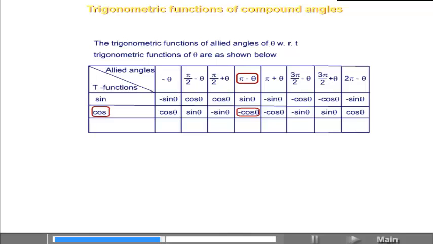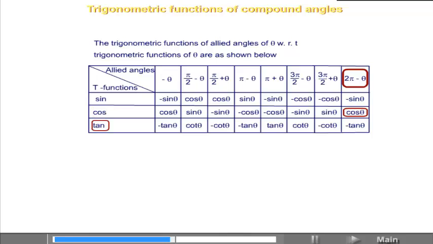Cos of pi minus theta is minus cos theta. Cos of pi plus theta is minus cos theta. Cos of 3 pi by 2 minus theta is minus sin theta. Cos of 3 pi by 2 plus theta is sin theta. Cos of 2 pi minus theta is cos theta.